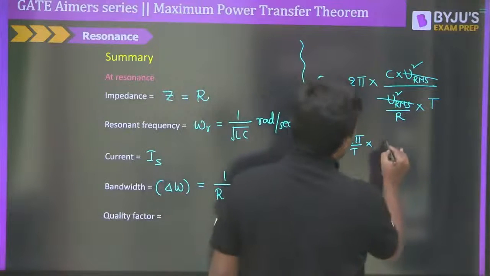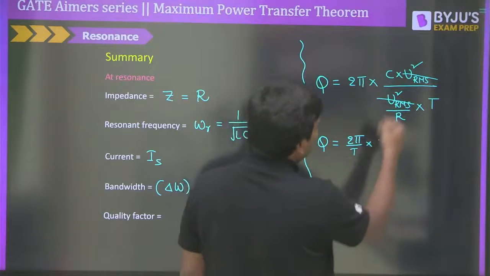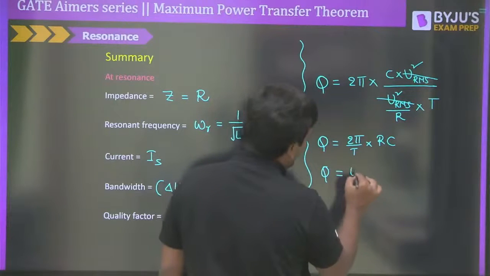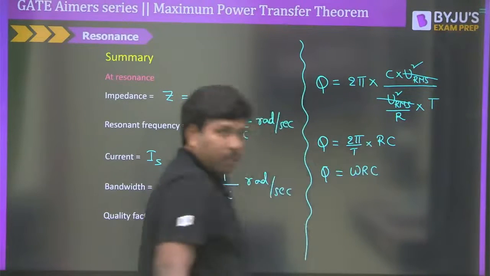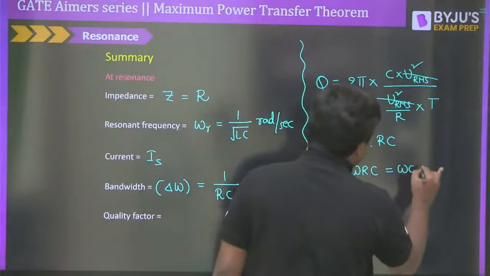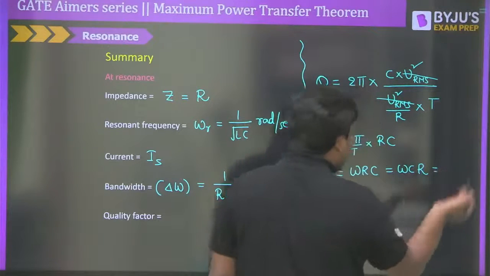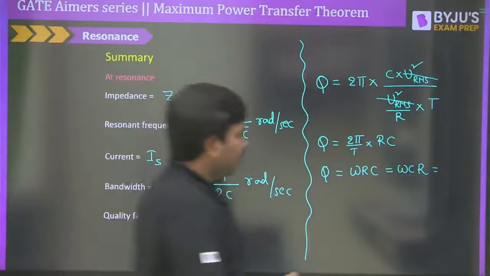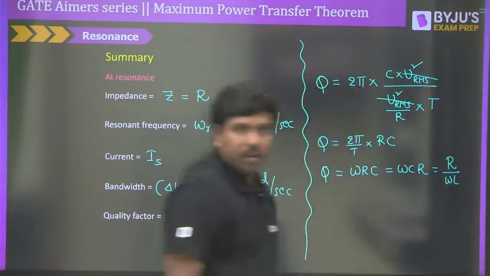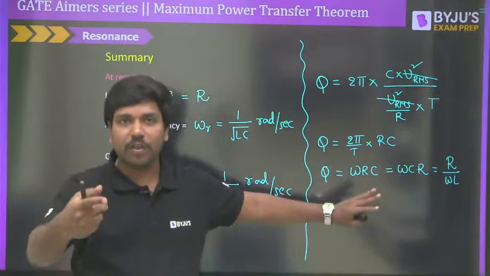Therefore, this could be written as, quality factor is equal to 2 pi by T into R into C without any doubt. Therefore, Q is equal to omega into R into C, and this can be written as omega C into R. So, this is basically nothing but what? If you want it in terms of the inductor, then what will it become? Everything remains the same, just it will become R divided by omega L. It's the reverse of the series RLC circuit.